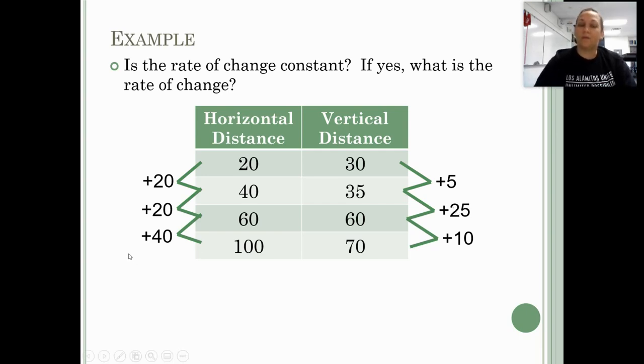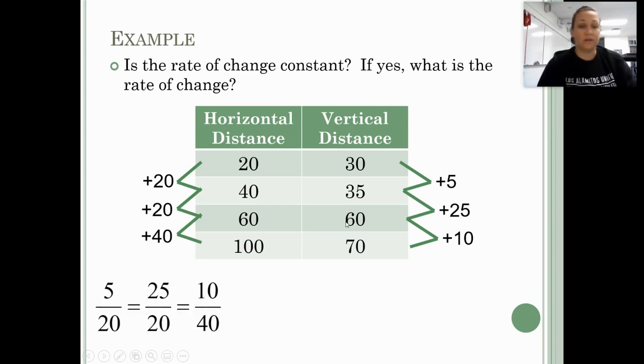Remember, when you're setting up your slope, your rate of change, the y number goes on top and the x number goes on the bottom. So for my first fraction, I'm going to put 5 over 20. My second fraction will be 25 over 20. And my third fraction will be 10 over 40.